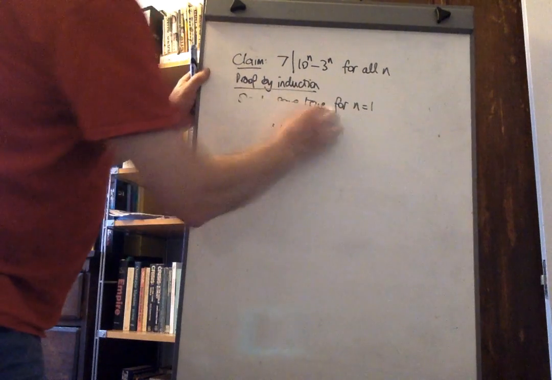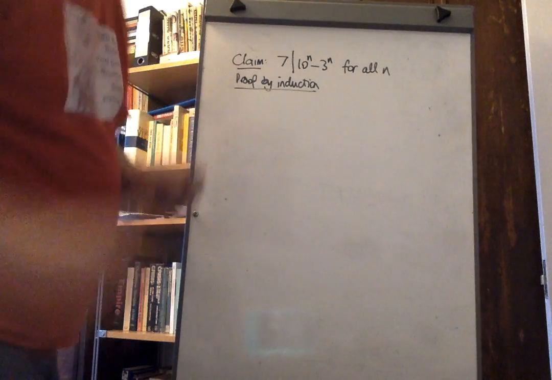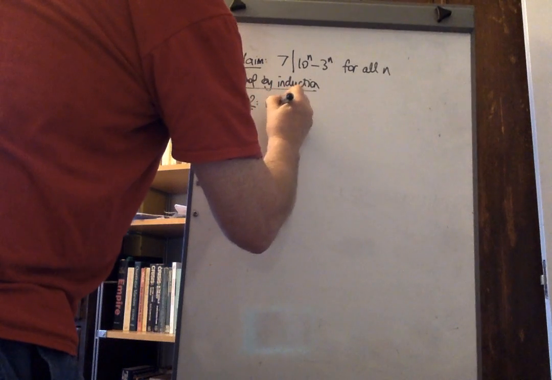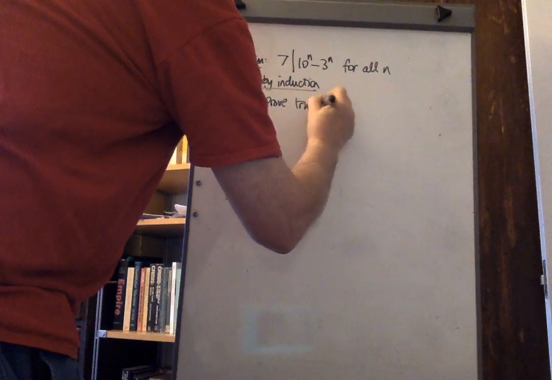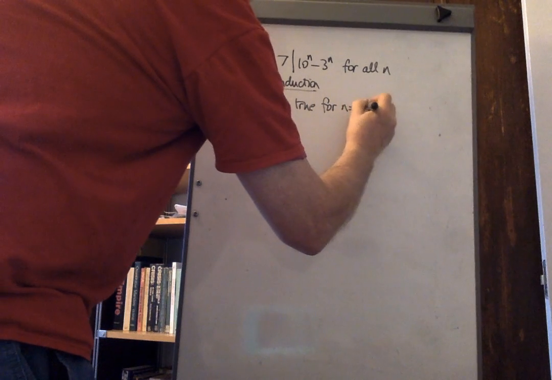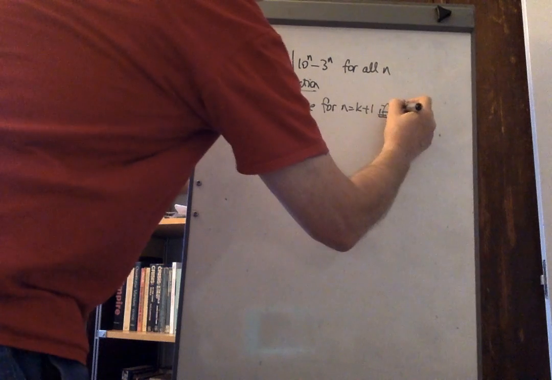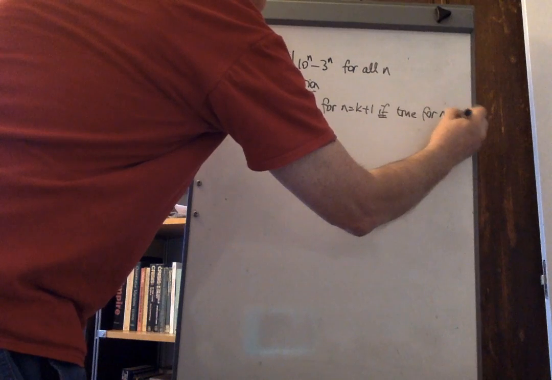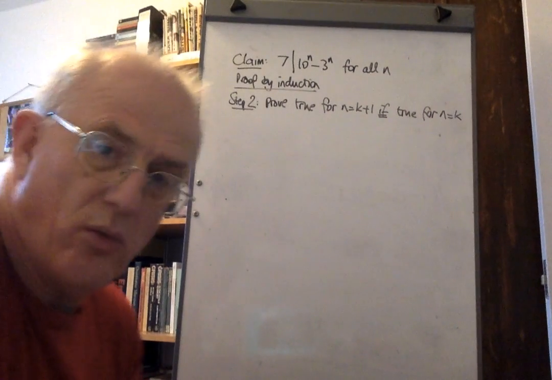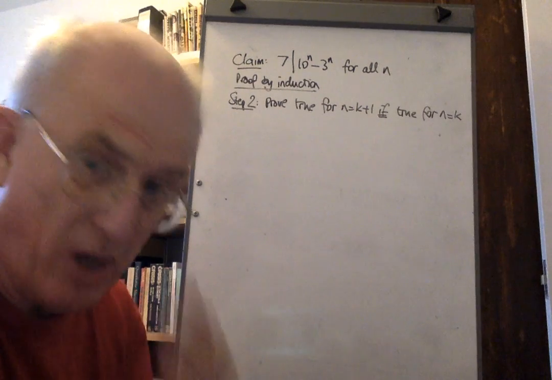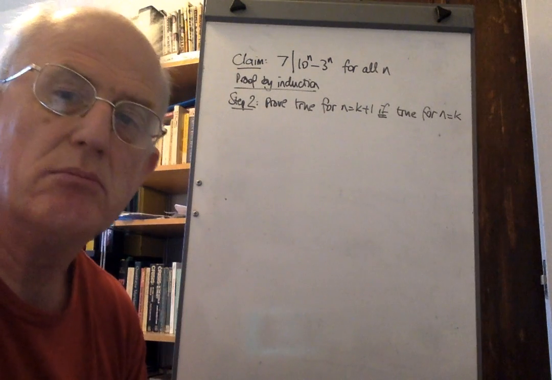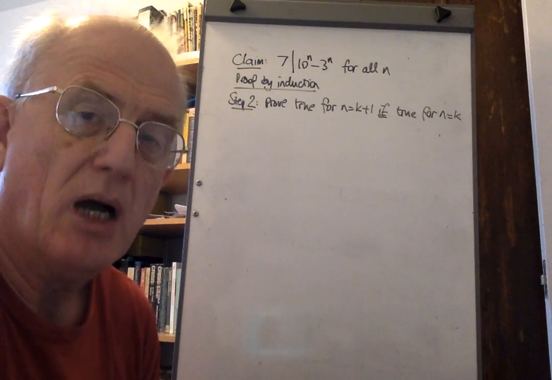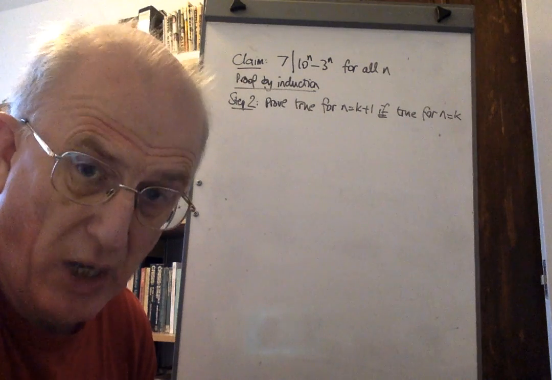Okay, do you remember how we start step 2? Yeah, step 2 is to prove that the claim is true for n equals k plus 1 if it is true for n equals k. When we start step 2, we don't know that the claim is true for any k except k equals 1. If we'd done step 2 before step 1, which we can do, we wouldn't even know it was true for k plus 1 equals 1.